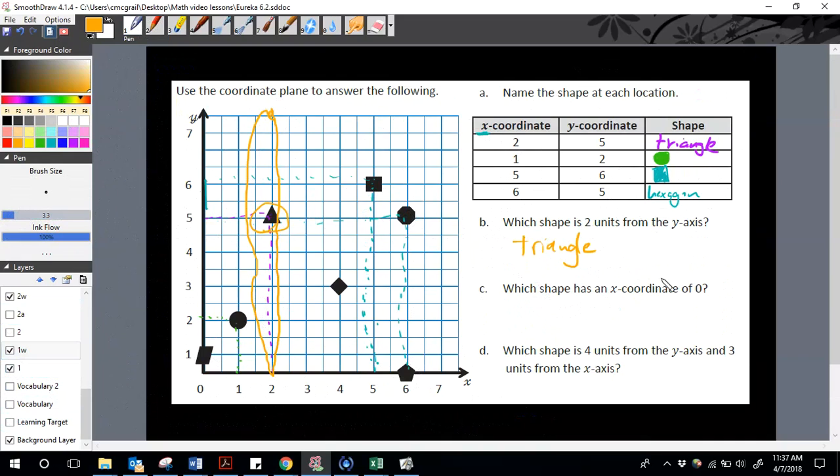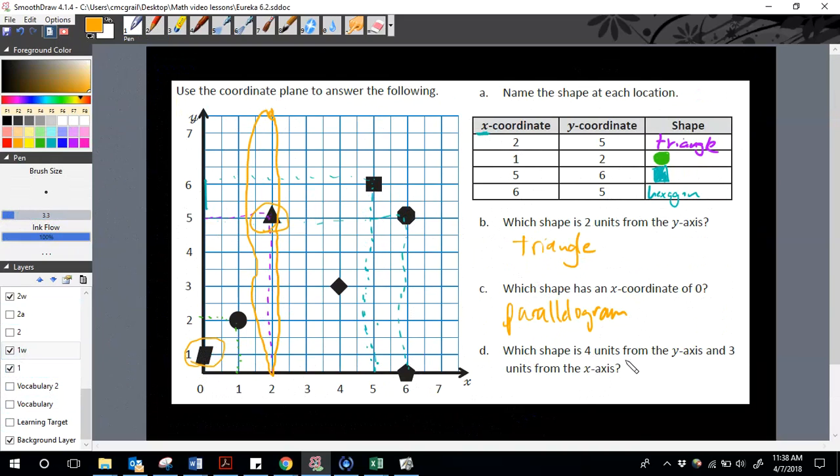Which shape has an x-coordinate of 0? So if I look here, it's asking which shape did not move anywhere on this line. And so it's got to be on this line. And that shape here, just like we learned last week, is the parallelogram.